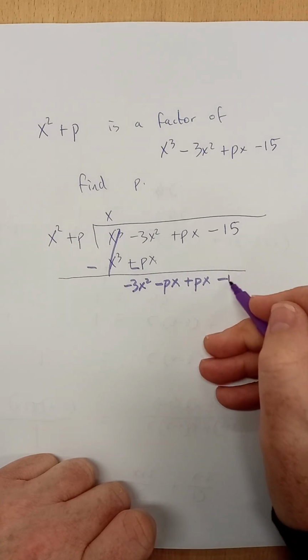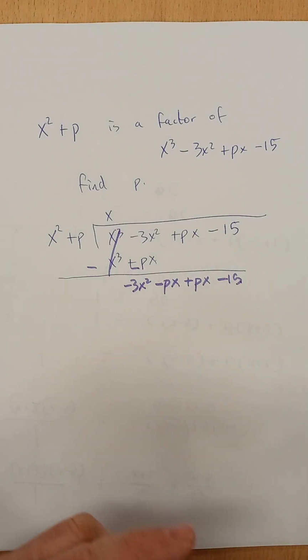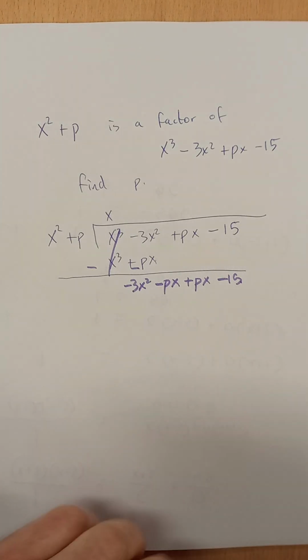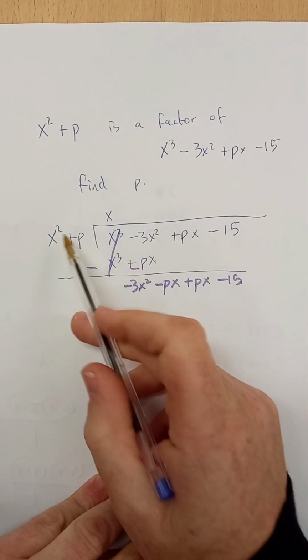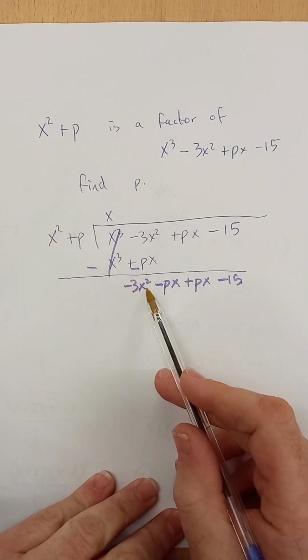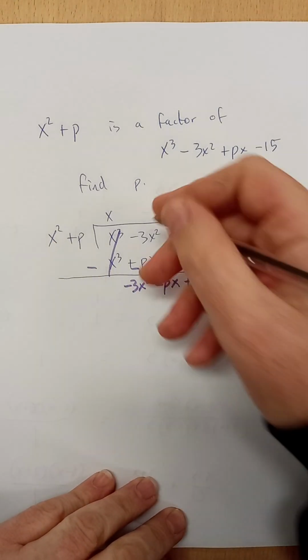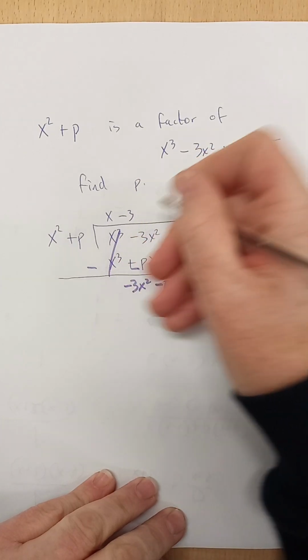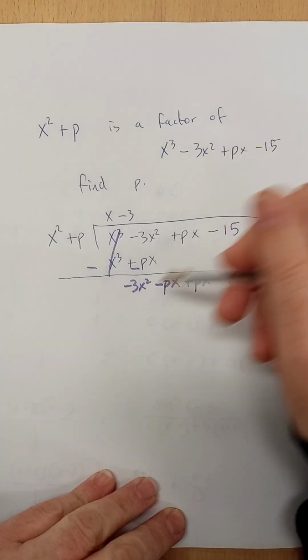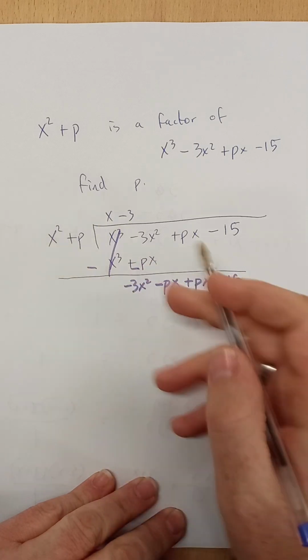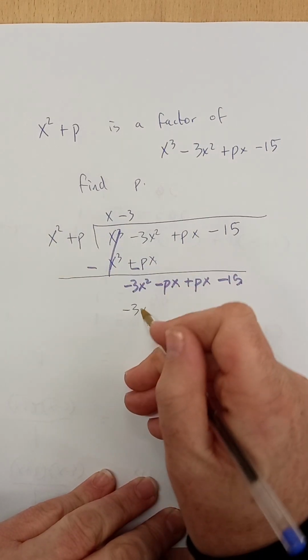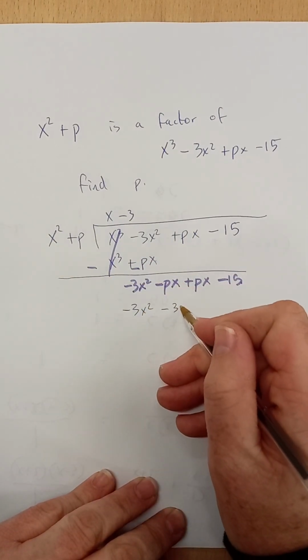And we still have a minus 15. Okay? So, x squared into minus 3x squared goes minus 3 times. Multiply it back out. Minus 3x squared minus 3p.